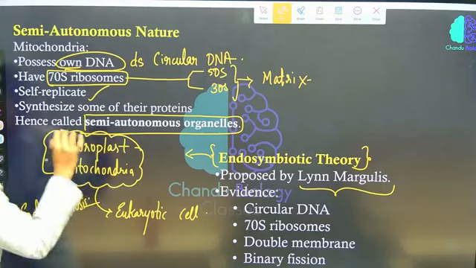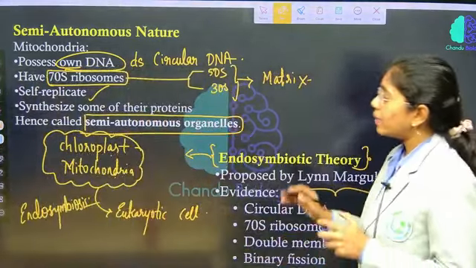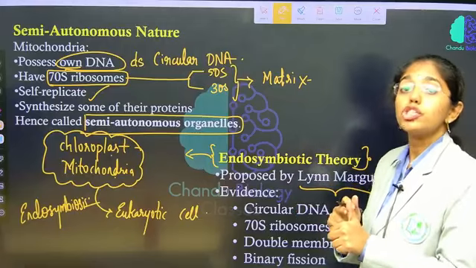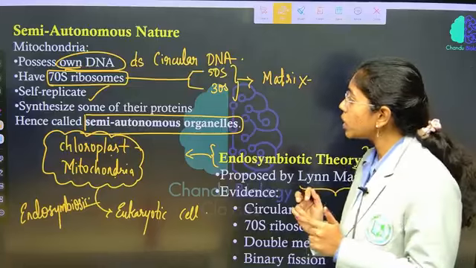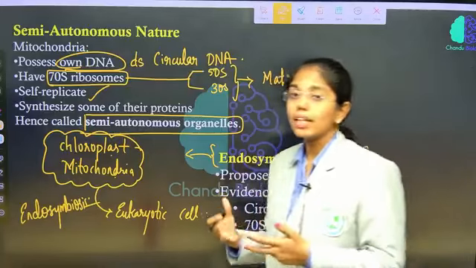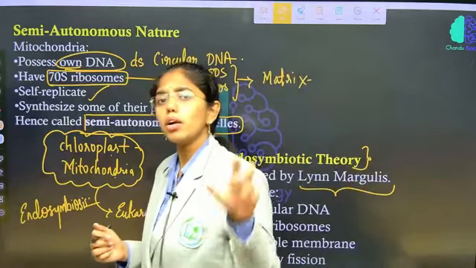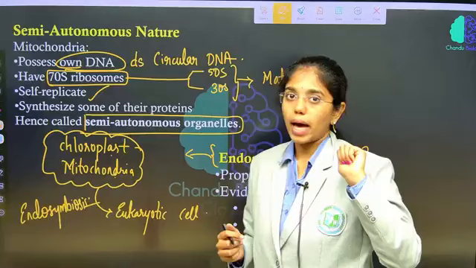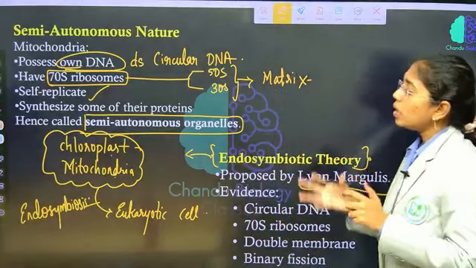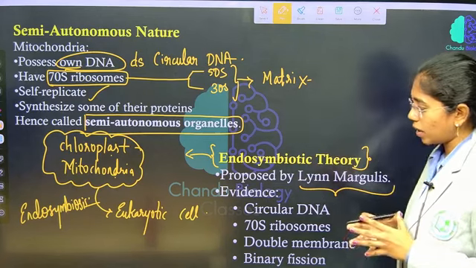What does this mean? Both chloroplast and mitochondria have their own DNA, which is double-stranded circular DNA. They have 70S ribosomes and they can replicate on their own by binary fission. These traits are similar to those of a prokaryotic cell. So, they have the same traits as a prokaryotic cell.